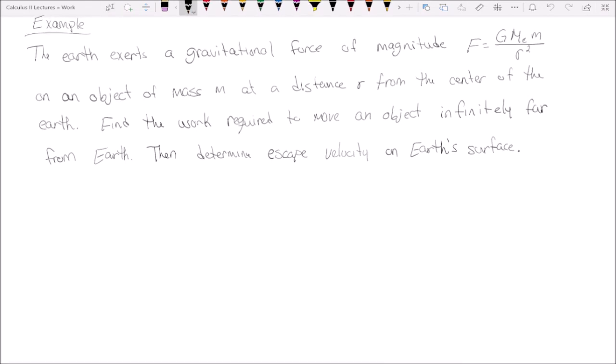Right, well, first for work. It's the integral of F dr. Now, for the limits of integration, if we're on the surface of the Earth, we're not at 0. Our lower limit would be the radius of the Earth, and obviously we go to infinity.